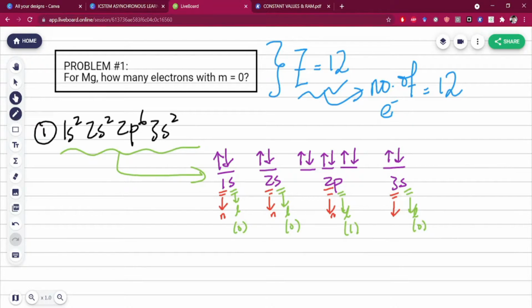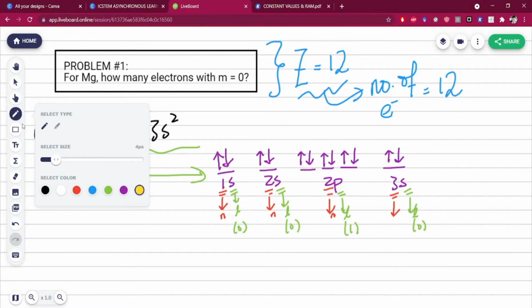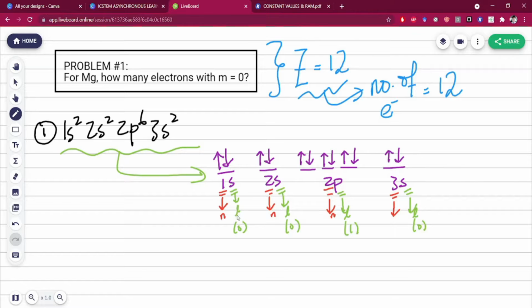We have talked about this before. The value of L will determine the value of m. So the value of m over here would be 0. This one will also be 0. Same goes for this. And for that one, the value of m, you will have 3. You have -1, 0, and +1.